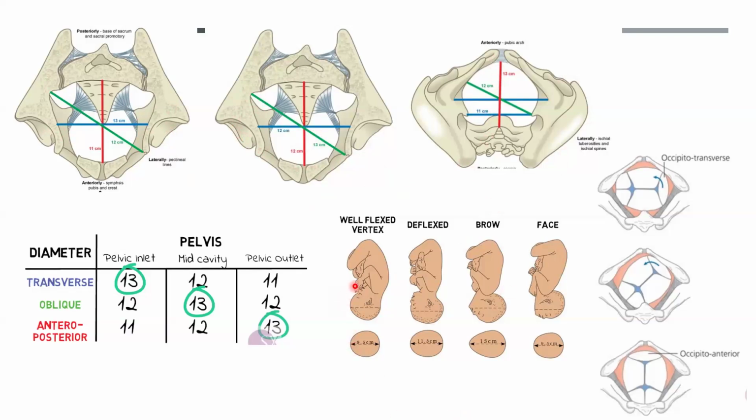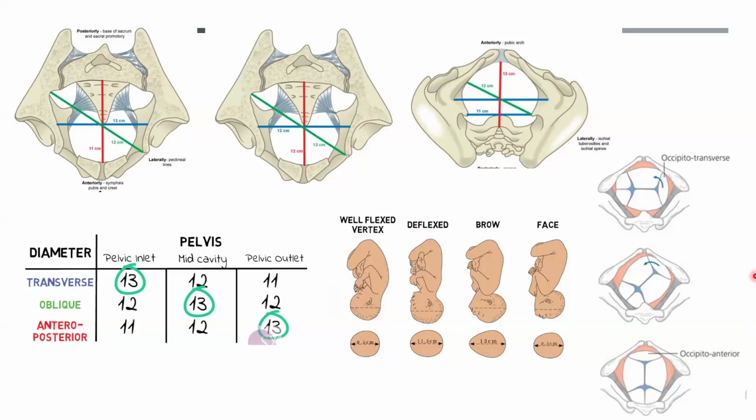So how do we know the smallest part of the head? Ideally, when the baby's head is flexed, by flexed we mean it's towards the chest, we have the smallest diameter of 9.5 centimeters. If it's deflexed, like it's in a neutral position, the diameter increases to 11.5 centimeters. If it's a brow presentation, that's even greater, 13 centimeters. And if we have a face presentation, it is a small diameter of 9.5.